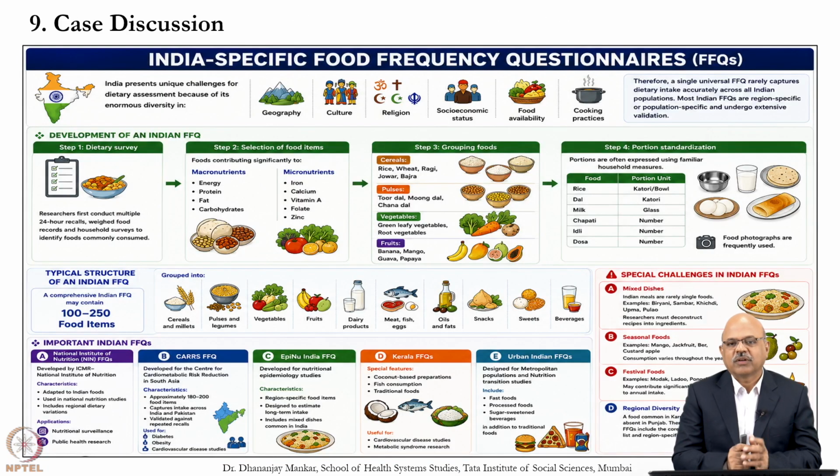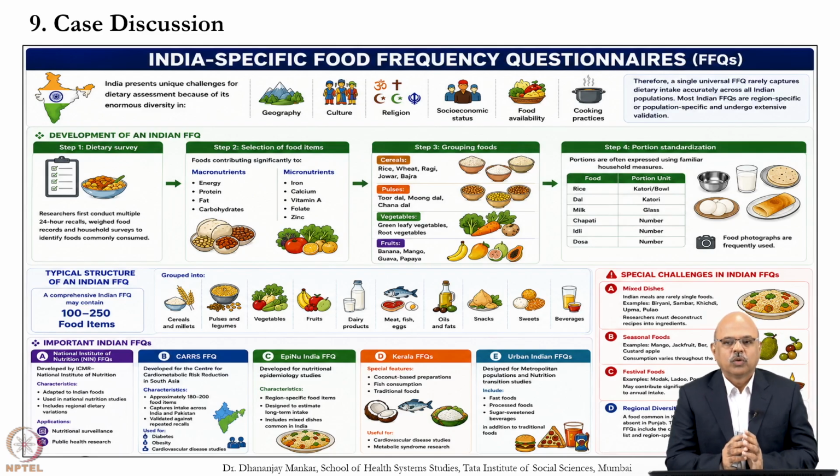Now there is a case discussion which I want to take ahead. This is the India-specific food frequency questionnaire. India presents unique challenges for dietary assessment because of its enormous diversity in terms of geography, culture, religion, socioeconomic patterns, food availability and cooking practices. So you can say a single universal FFQ cannot really capture dietary intake accurately across the whole Indian population.